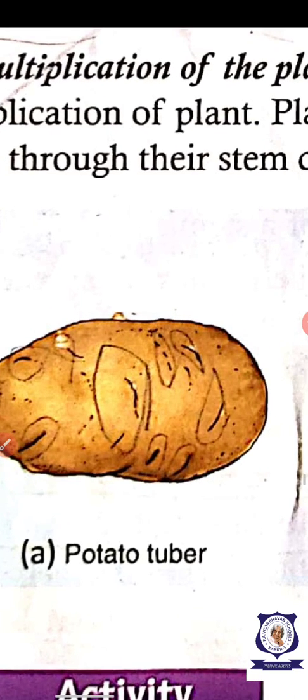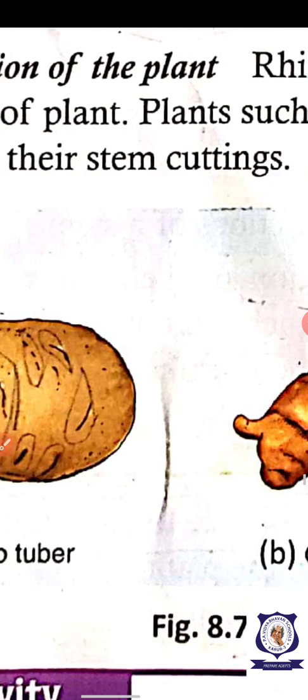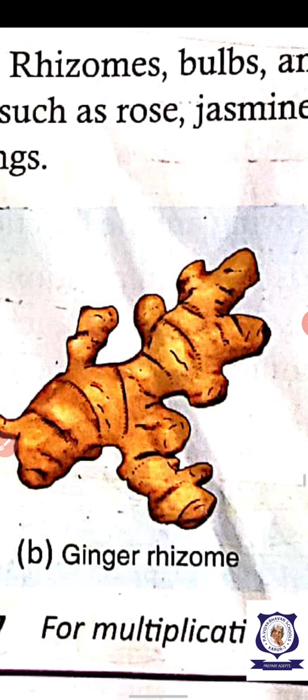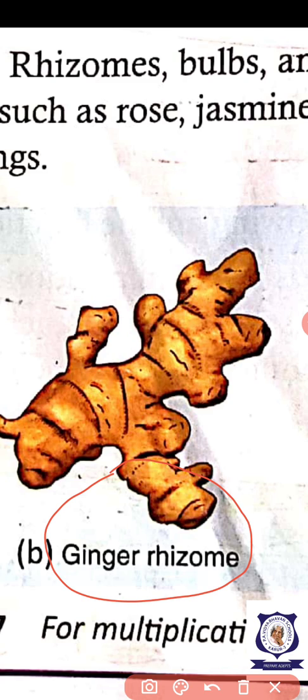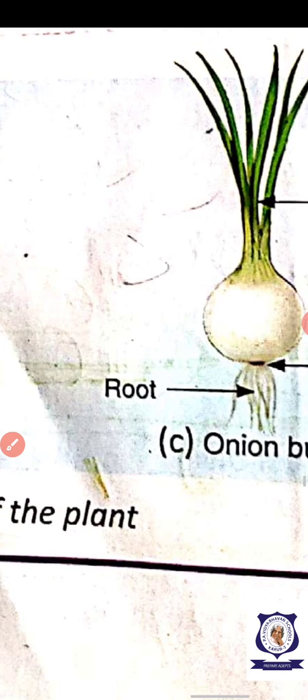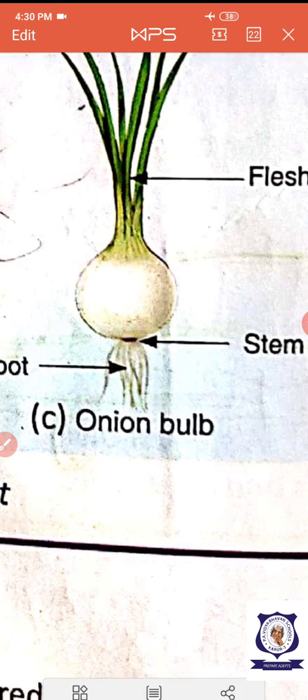You see, potato is the underground stem of the plant, and as it stores the food, it is called a tuber. And ginger is the rhizome. As it stores the food, ginger is called the rhizome. Rhizome is the name given for the food-storing underground stem. Okay, now the next one is the onion. Onion is looking like a bulb, isn't it?